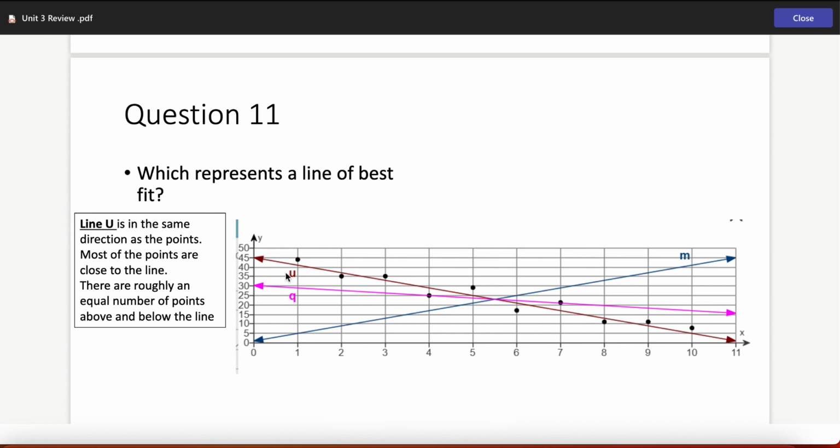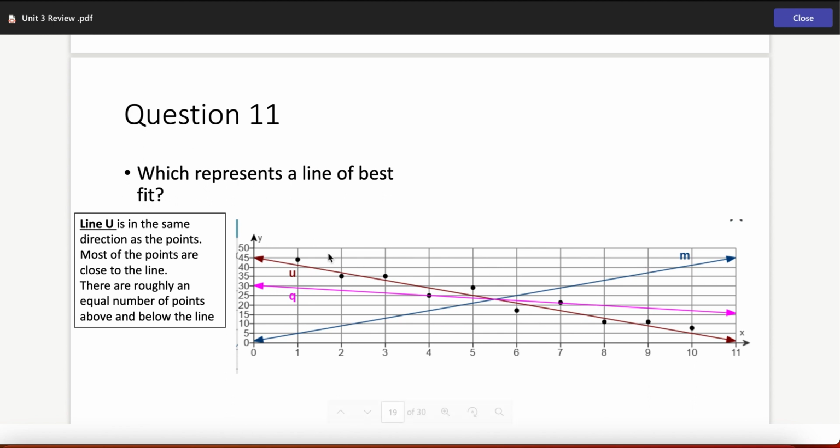So the brown one is U. The answer here says line U, because it can fit well enough towards these scatter plots. It's not line Q because it's mostly going this direction from top to bottom. And it's not M because it's going the opposite direction from 0 to M. So it's going in the positive direction.